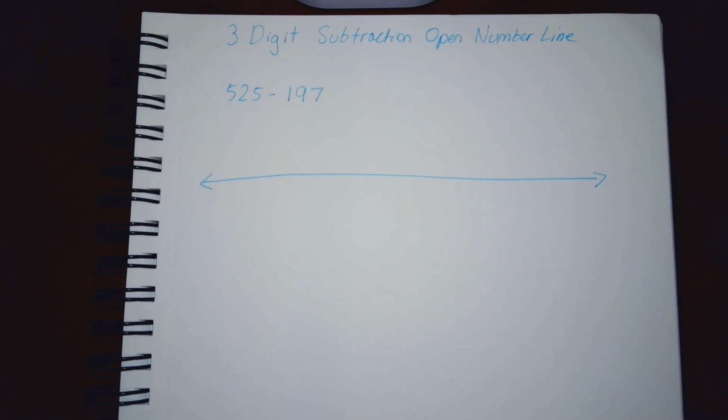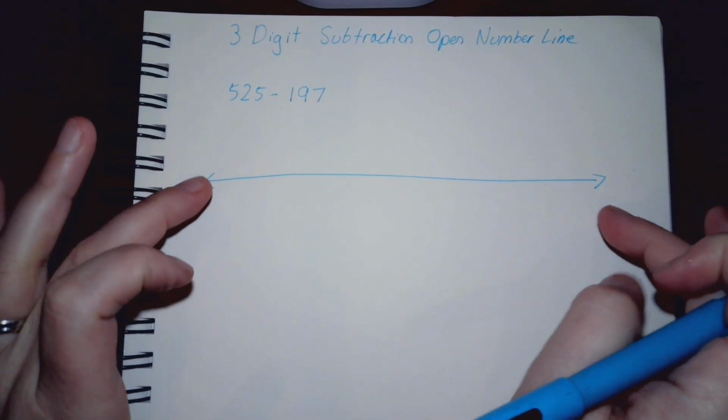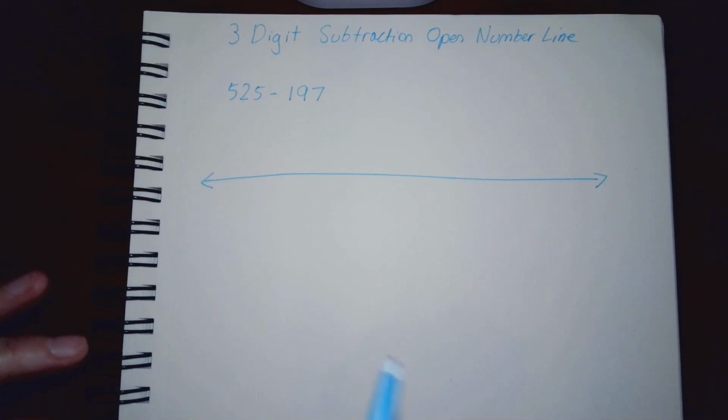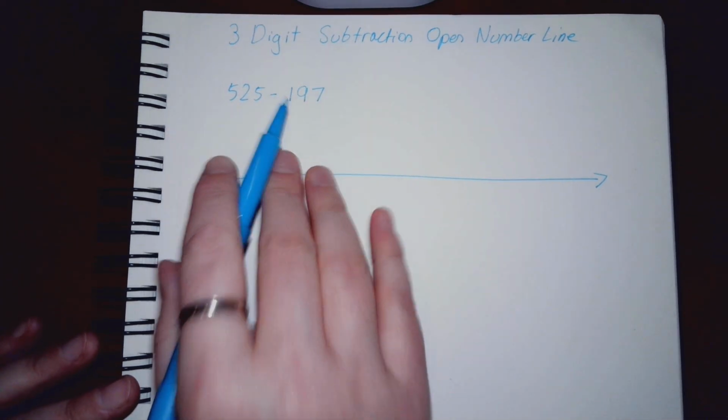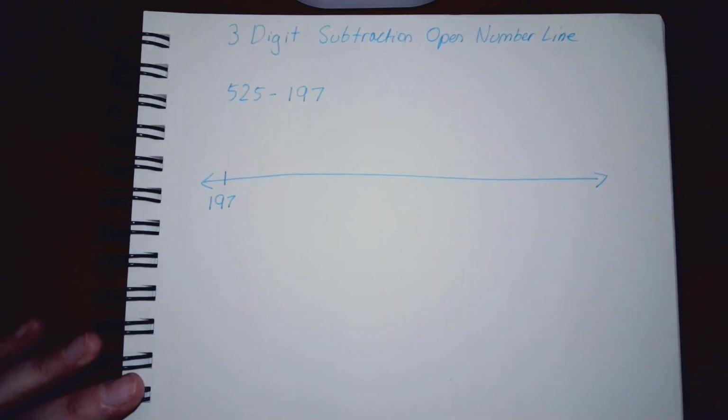In this lesson, we are going to do 3-digit subtraction on the open number line. So when we're looking at the open number line, when I take a portion of the number line out of any number line, I can start anywhere at any point. So what we're going to do is use counting up to get to where we need to go. Our starting point is going to be 197. We're going to put that here, and we are going to count up until we get to 525.